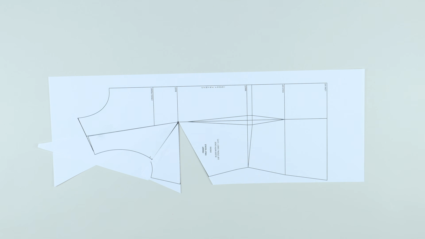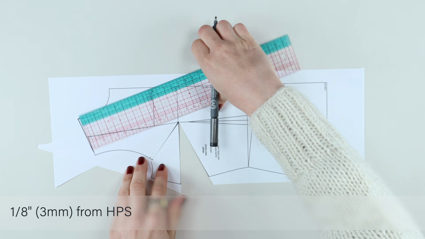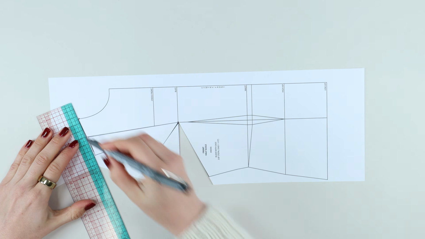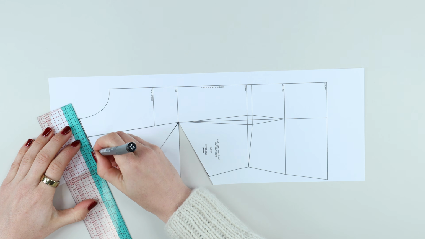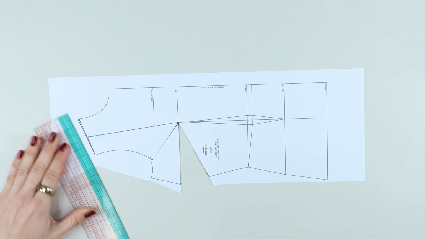Moving on to the neckline, we're going to begin by removing 3 millimeters, 1/8 of an inch, from the high shoulder point, connecting back to the end of the shoulder. This helps to prevent gaping on a low neckline. Decide on the shoulder width.